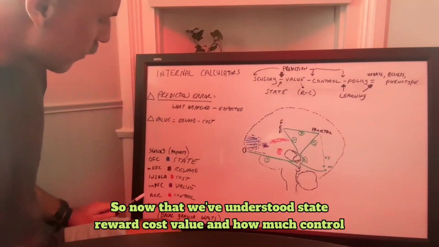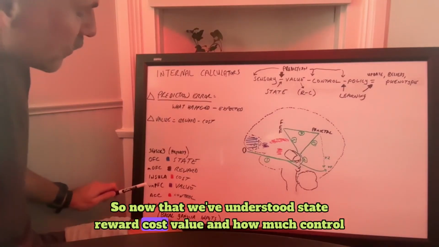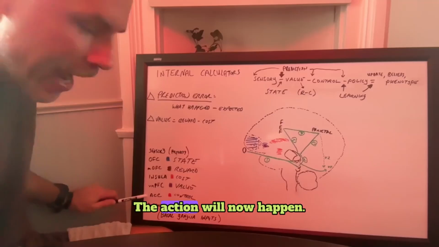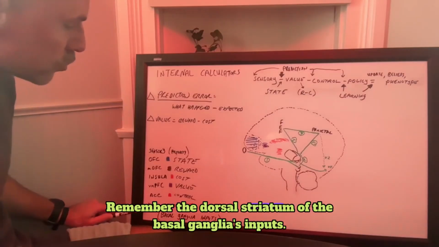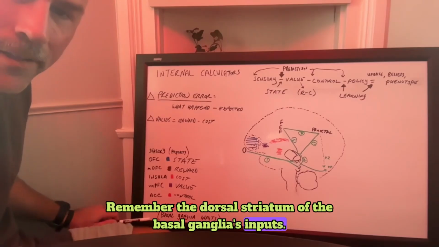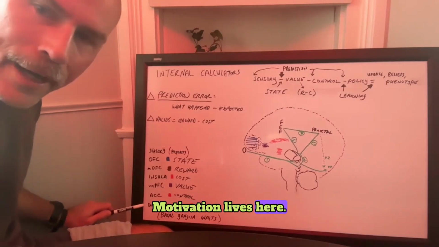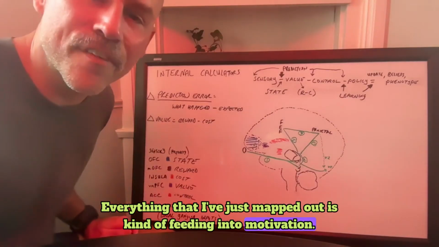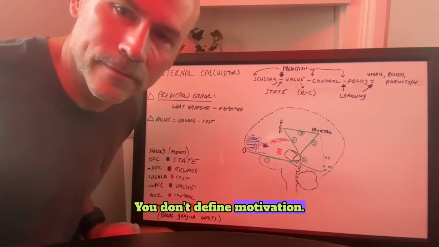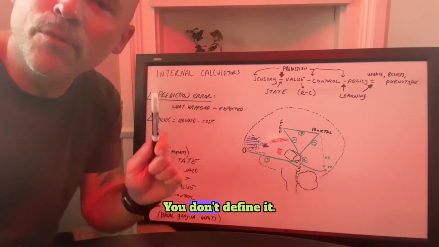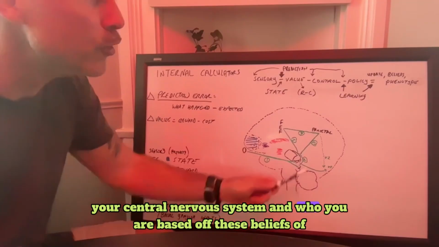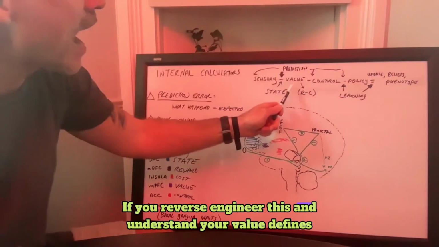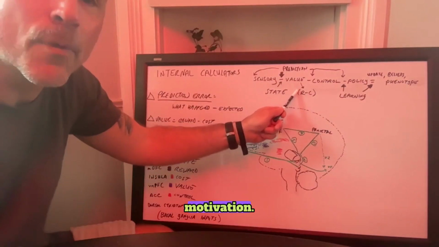So now that we've understood state, reward, cost, value, and how much control, the action happens. The action will now happen. Remember, the dorsal striatum of the basal ganglia's inputs. Motivation lives here. Everything that I've just mapped out is kind of feeding into motivation. You don't define motivation. I hate to tell you. You don't define it. Your central nervous system and who you are based off of these beliefs and phenotypes, if you reverse engineer this and understand your value, defines motivation.